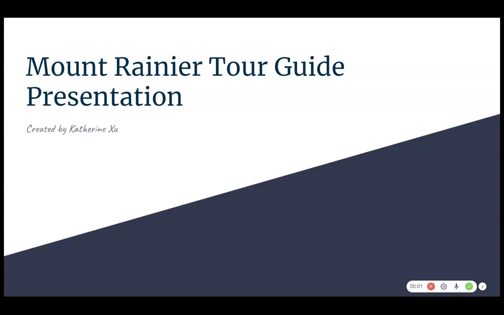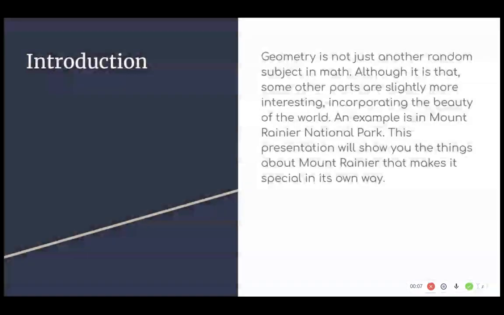This is my Mount Rainier tour guide presentation for Shapes Connection. Geometry is not just another random subject in math. Although it is that, some other parts are slightly more interesting, incorporating the beauty of the world. An example is in Mount Rainier National Park. This presentation will show you things about Mount Rainier that make it special in its own way.